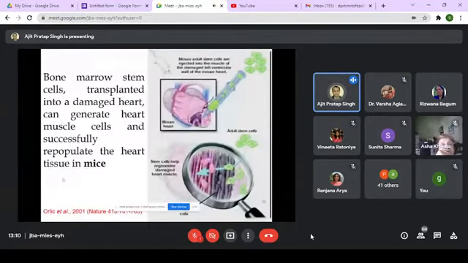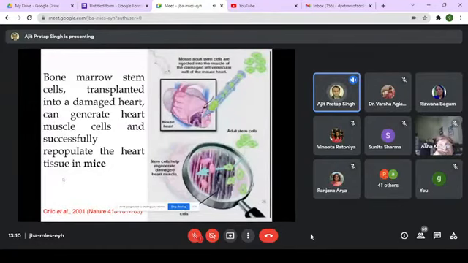There is a problem of heart disease coming. The bone marrow stem cell transplanted to a damaged heart can generate heart muscle cells and successfully repopulate the heart tissue in mice. The experiment worked, where we know that cardiocytes are not easy to repair, and in coming days there is a lot of problem of angina and heart disease. Here they did the experiment: you can directly use the stem cell for the regeneration of cardiac muscle, which is very difficult to regenerate.